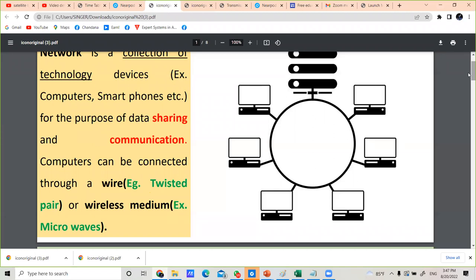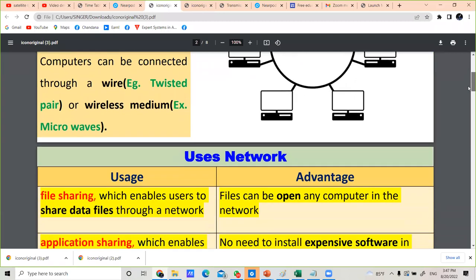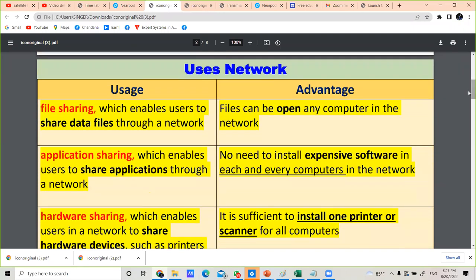That is what a computer network is. Next, we'll see the uses of the network. In this table, the left column says the usage, and the right column says the advantage because of that usage. The first one is file sharing. Because of file sharing, you can share your own files with others. Then the advantage is you can open your file over the network.